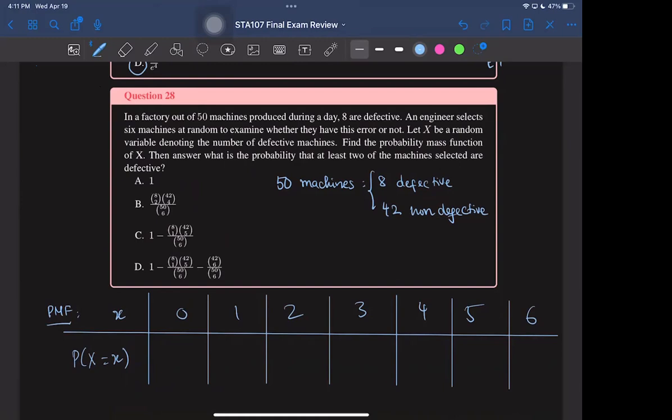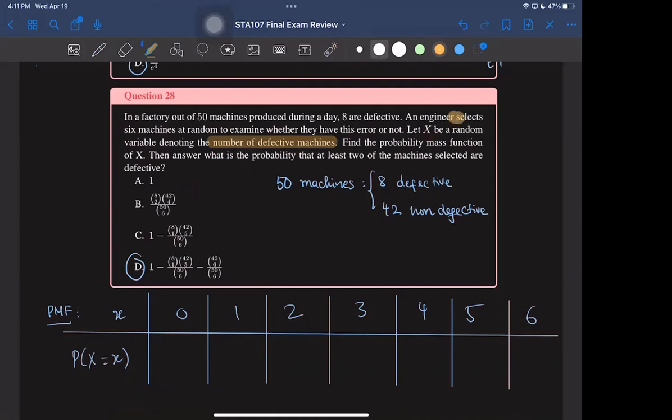Okay, so we are 50-50 between C and D, and then in the chat, people give me D. The correct answer here is D. Let's first construct a probability mass function. So what does X denote? X denotes the number of defective machines.